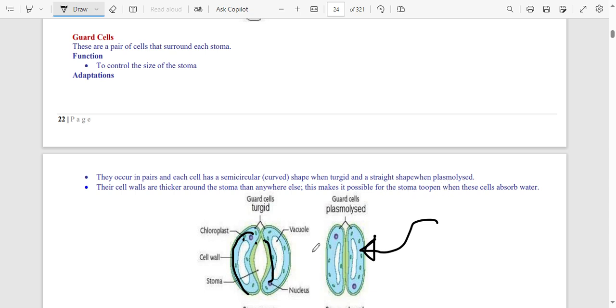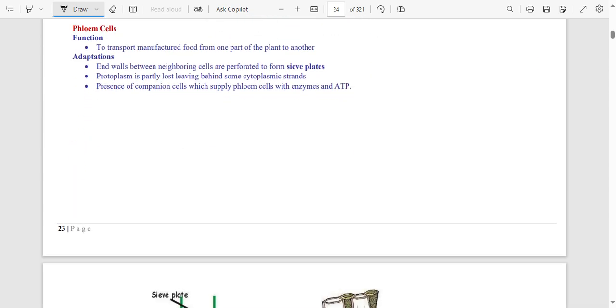so they've become straight. Another adaptation is that they have a thicker wall around the stoma than anywhere else. So the wall here is very much thick in comparison to this one that you can see here. And that makes it possible for the stoma to open when these cells absorb water. So when they absorb water, the stoma will be able to open. Please, that is very important. Take note of that. Those are questions they can bring in the exam.